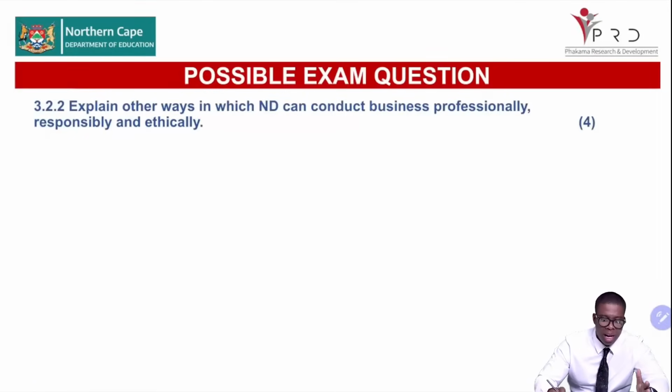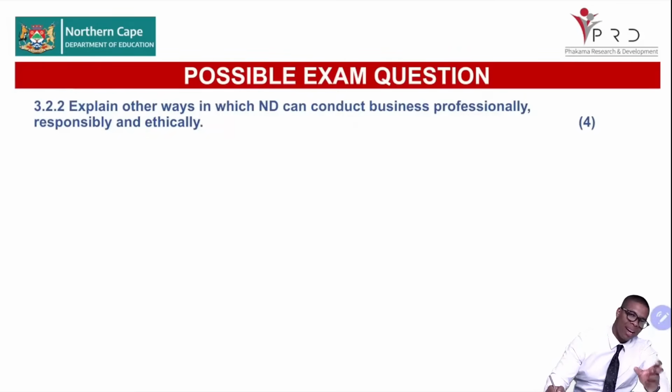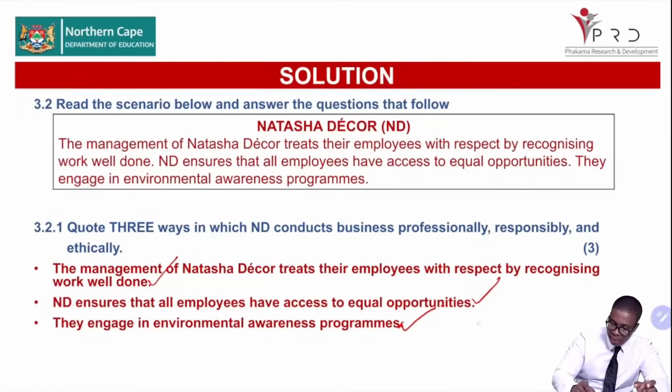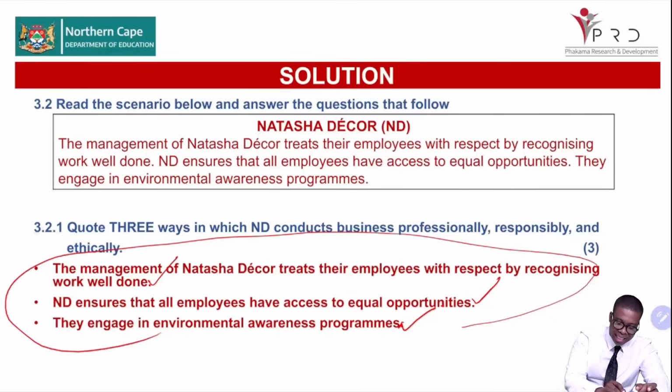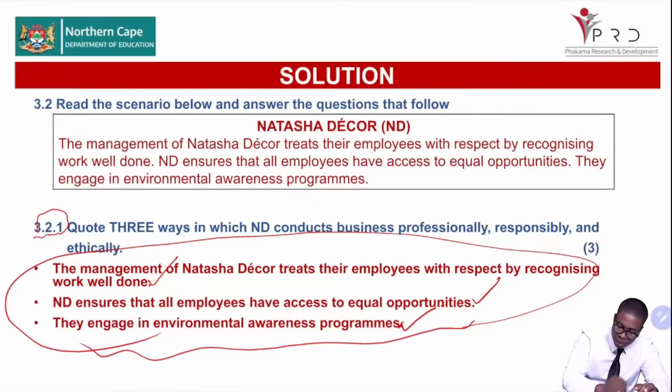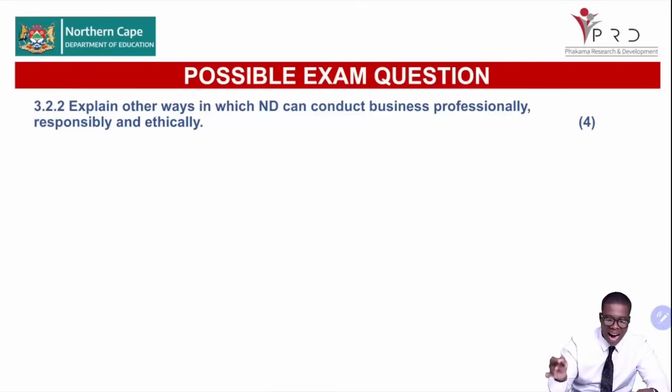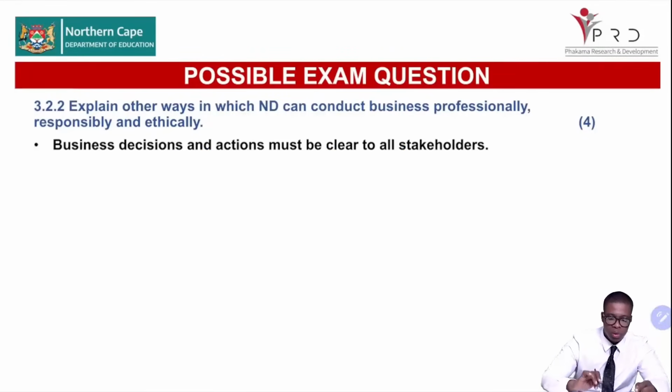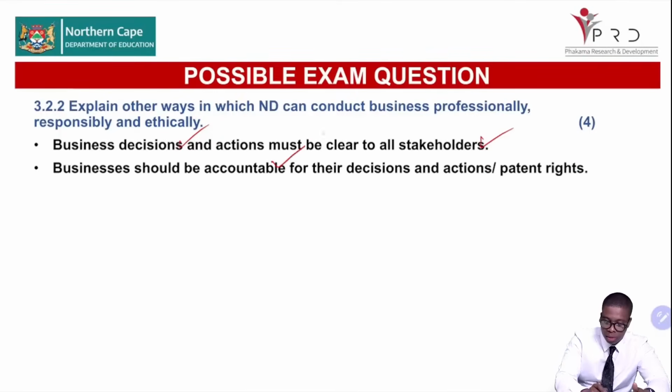Then let us look into explaining other ways. Now, when the question says explain other, they are saying other ways except the ones that you quoted in 3.2.1. You are not going to quote, you are not going to explain using this when you are answering a question that says explain other ways. So you are not going to quote, for instance, this one, which is not part of the scenario. It says business decisions and actions must be clear to stakeholders. That is correct. Another one is that the business should be accountable for their decisions or actions.